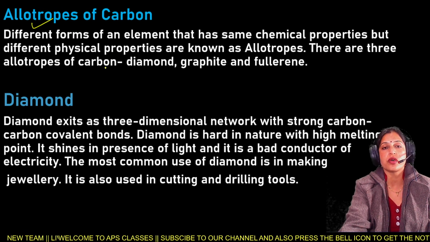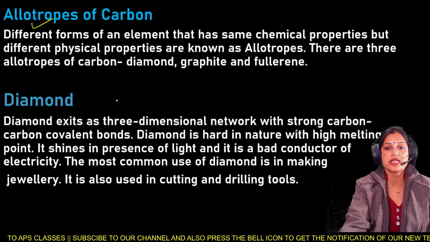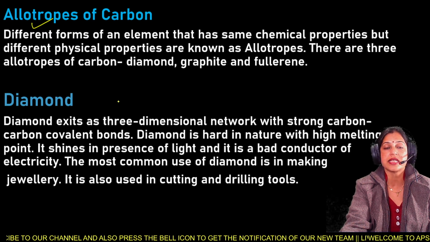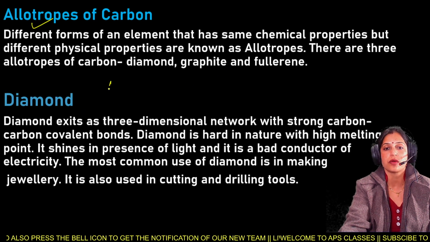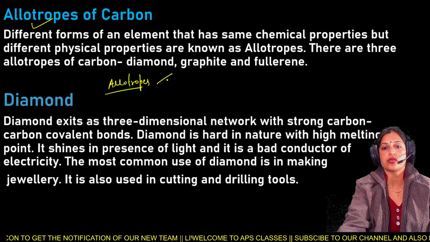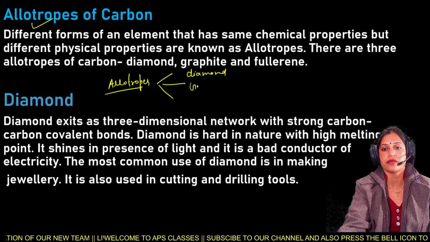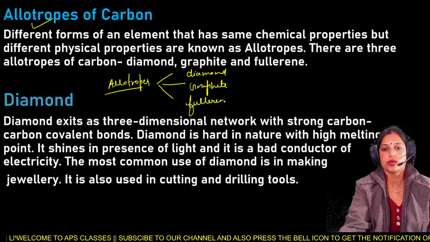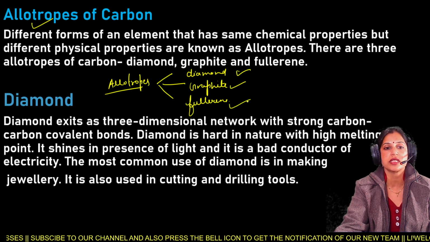Next, what are the allotropes of carbon? Different forms of an element that have the same chemical properties but different physical properties are known as allotropes. There are three allotropes of carbon: one is the diamond, the second one is the graphite, and the third one is the fullerene.